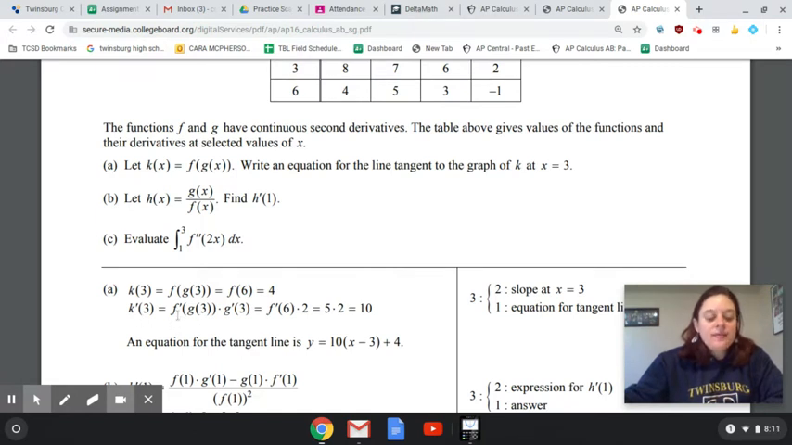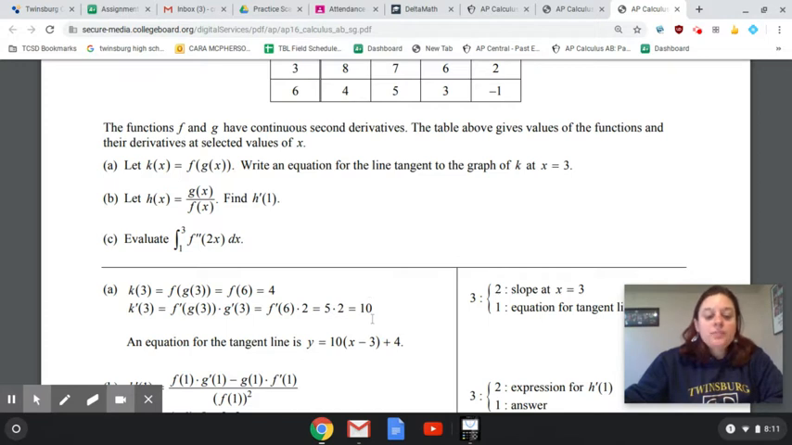Take the derivative of the f function, keep the inside the same, and then multiply by the derivative of what's inside. So this line right here where my cursor is, that's your chain rule generic derivative. You always work inside out. So you're going to go to your table and figure out g of 3, which ends up being 6. So then you're going to have f prime of 6 times g prime of 3, which is 5 times 2, which is 10. So that's your derivative, which represents your slope.